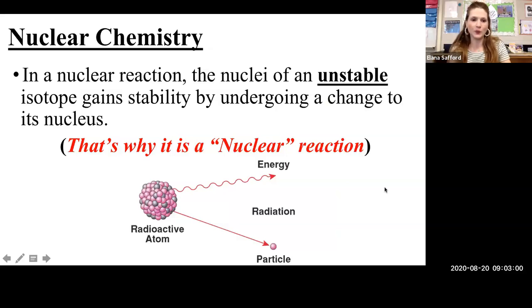Okay, so in a nuclear reaction, the nuclei, remember the center, where the protons and the neutrons are, of an unstable isotope gain stability by undergoing changes in the nucleus. This is what makes it a nuclear reaction. Atoms don't like it when things are unstable. They're going to do everything they can to get out of an unstable situation and become stable. They don't like it when they are not stable. Just like I don't like it when things are changing all the time either, right? It's very uncomfortable for the atom as well.